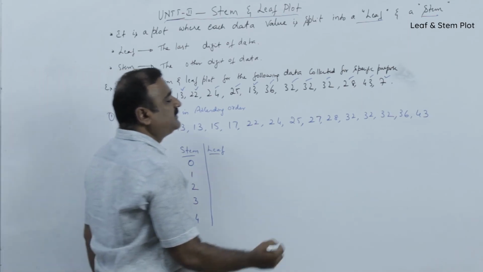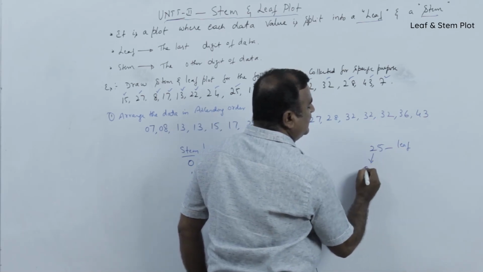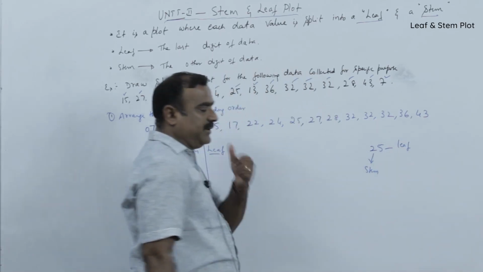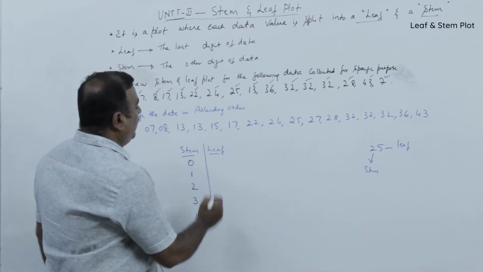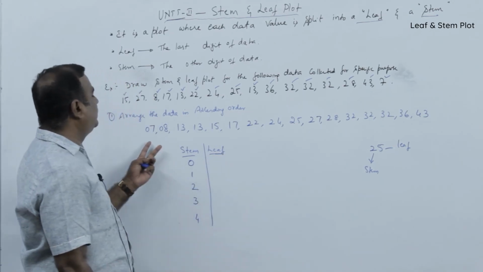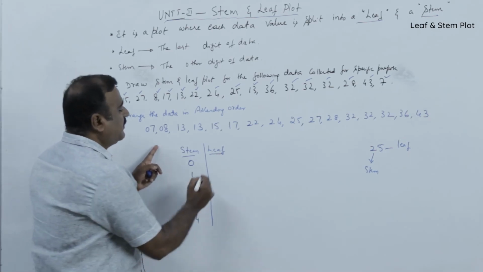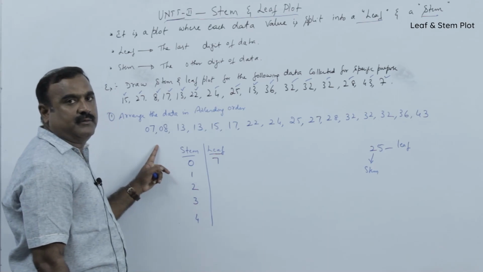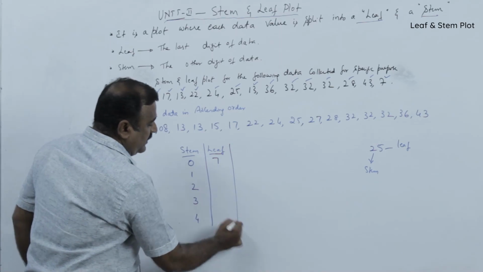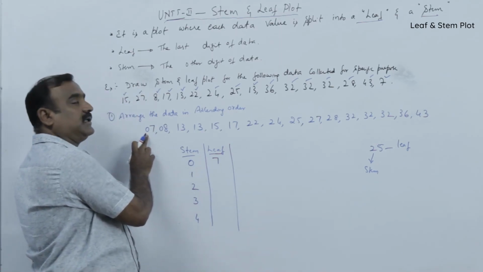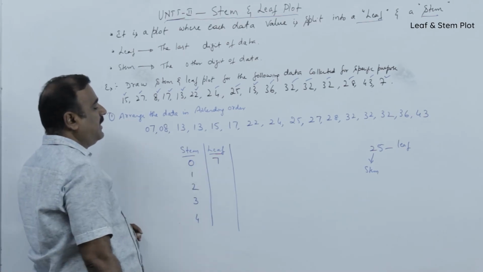Right. Now when we take any 2-digit number, like 25, this becomes the leaf and this becomes the stem. All have 2 digits; the leaf is the units place. Now for the first data, 07, the 0 is already put in the stem. In the leaf, we have to mention 7. So it was just 7, and if I put a 0 in front, the stem becomes 0 and the leaf becomes 7.